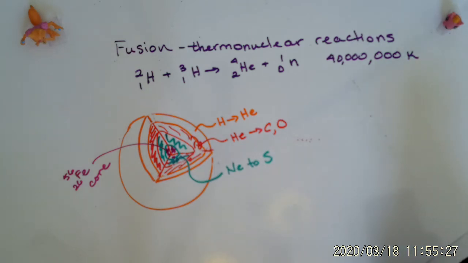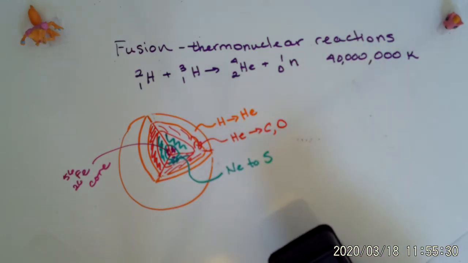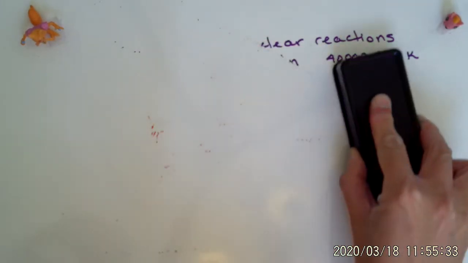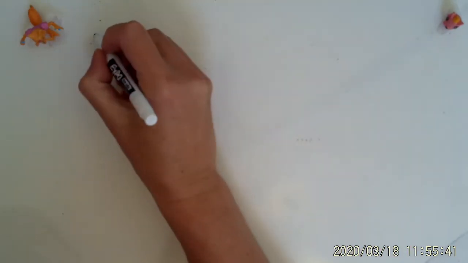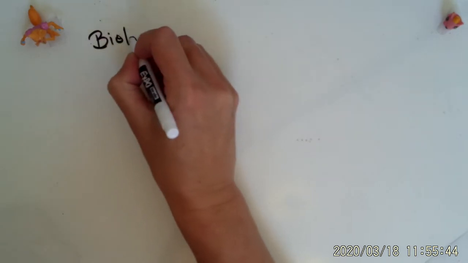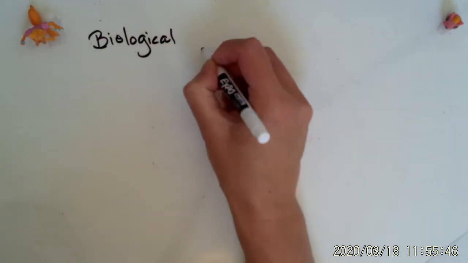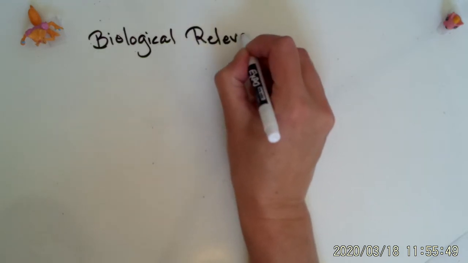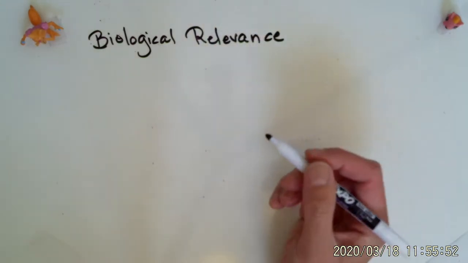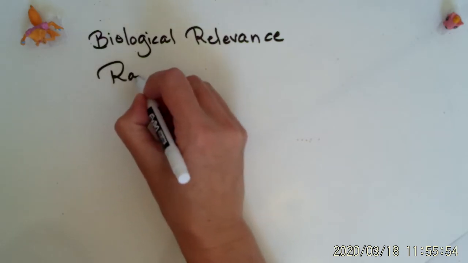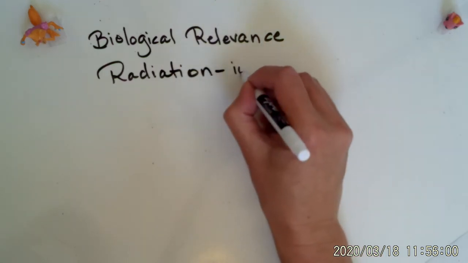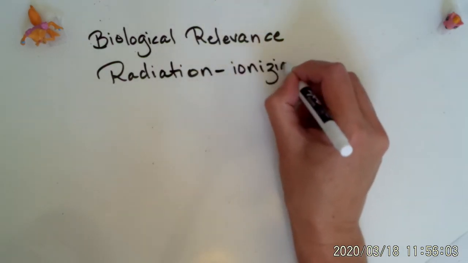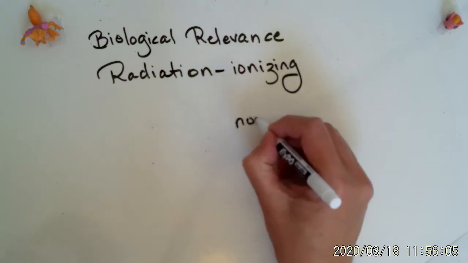Okay, so now that we have an idea about fusion, let's move on. And this will be rather quick. What we just want to do is mention a few terms about the biological relevance. First of all, when we talk about radiation, we have two types. We call them ionizing and non-ionizing.